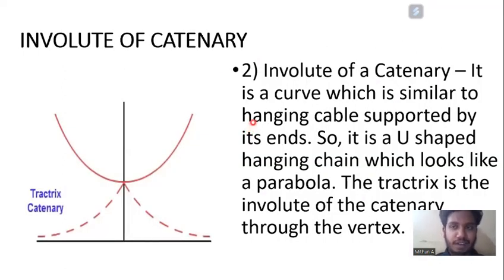The involute of a catenary is a curve similar to a hanging cable supported at two ends. It is a U-shaped hanging chain which looks like a parabola. That tractrix is the involute of a catenary from the vertex.